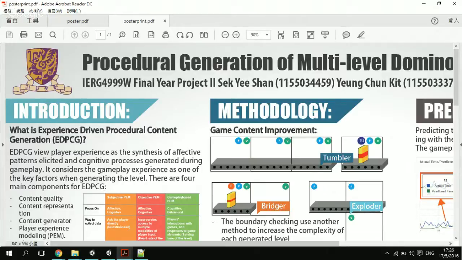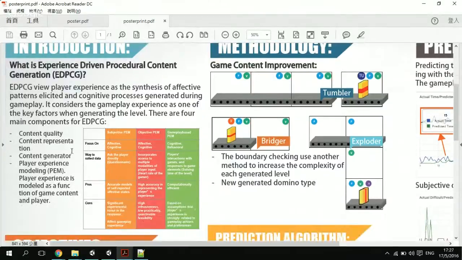EDPCG views player experience as the synthesis of affective patterns and cognitive processes generated during gameplay. What is the meaning of this? Simply, we view one's gaming experience as one of the criteria for generating the game level. For example, whether the player is happy or not, whether the player is interested or not, or whether he thinks it is difficult or not.